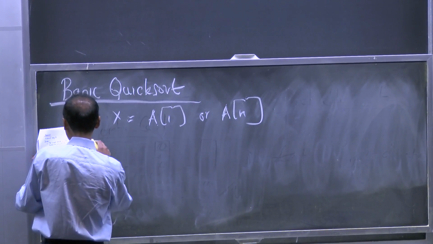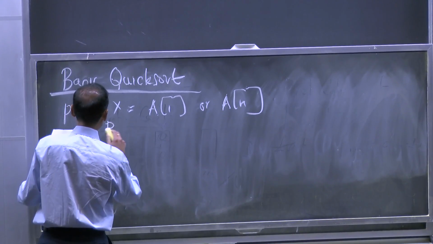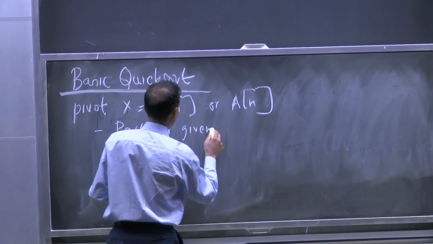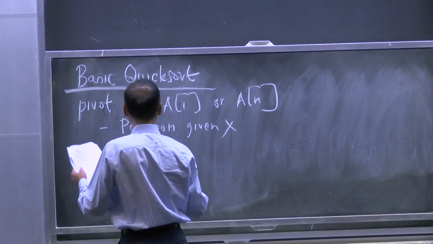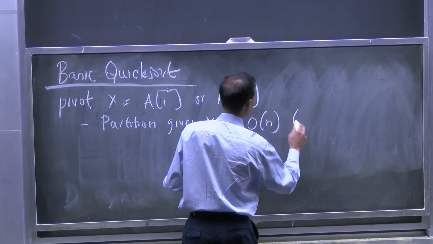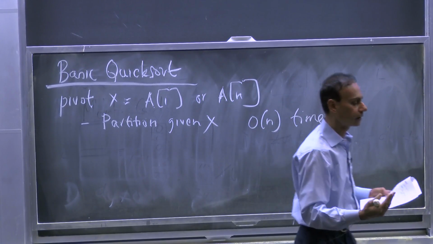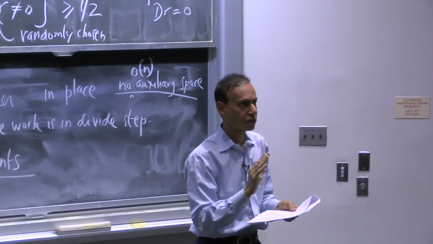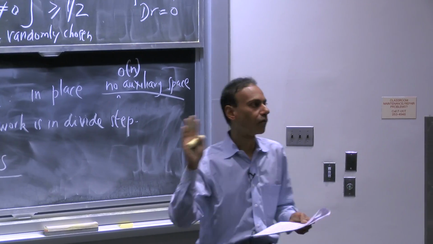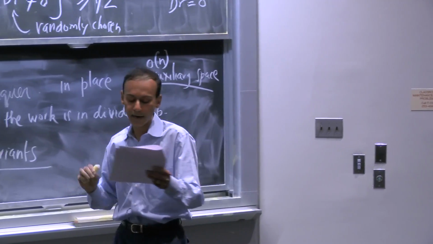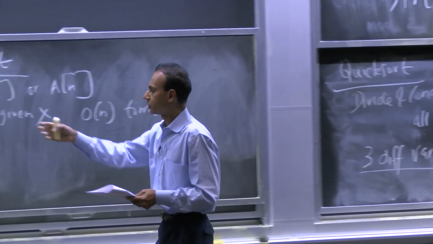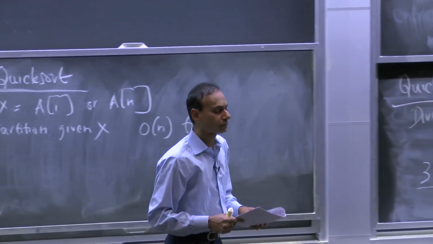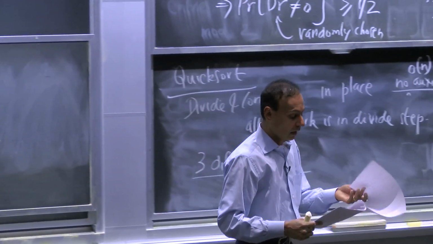Now, I'm going to do the partition given x, just like you saw there. And this is going to be done in order n time. It makes sense that you're going to look at every element and move it to an appropriate location, to the left of x, which is the E array, or to the right. That takes order n time. And as I mentioned, you can look at this to see how this is done in place.